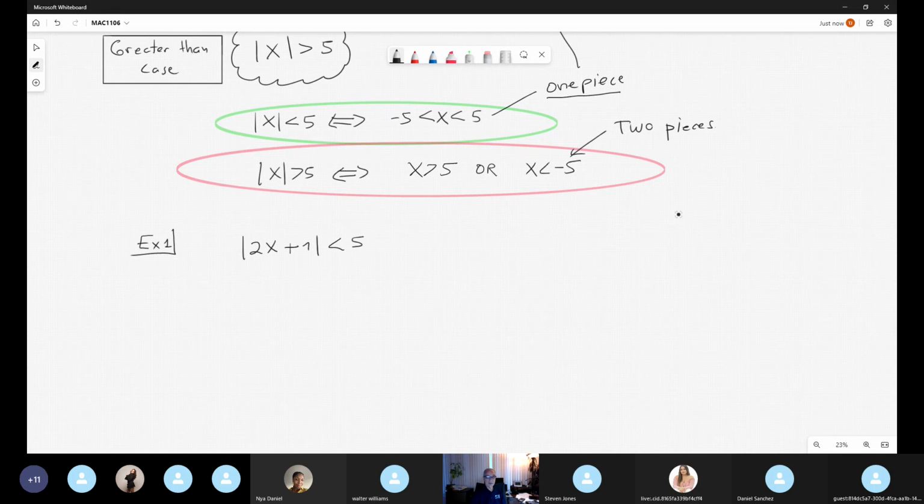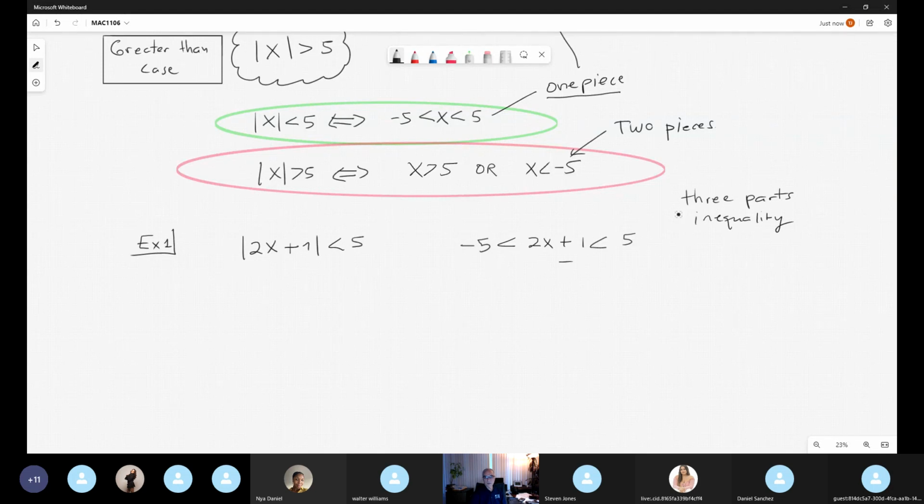This is the idea: 1 piece. So you copy the expression inside the bar, remove the bar, and put it in between negative 5 and 5. Bang! In that moment, I have a compound inequality. Basically, let's call it a 3-part inequality. But you solve it easily.